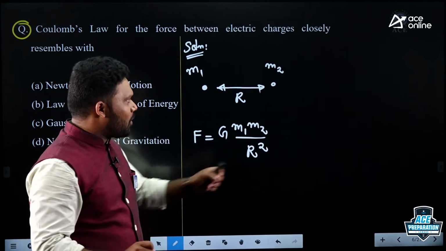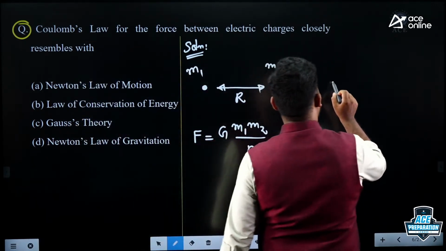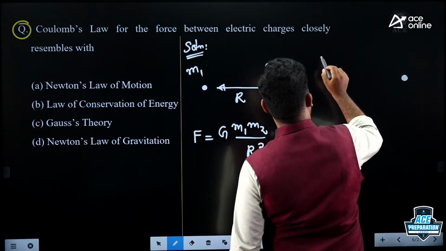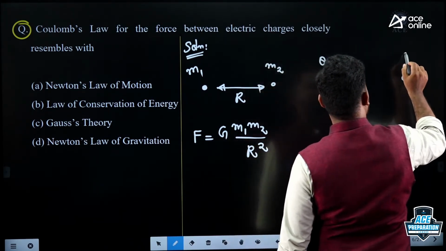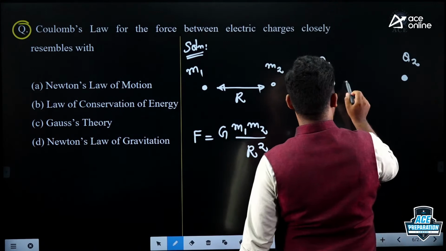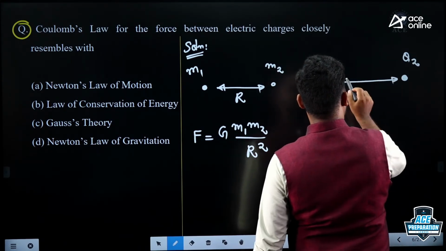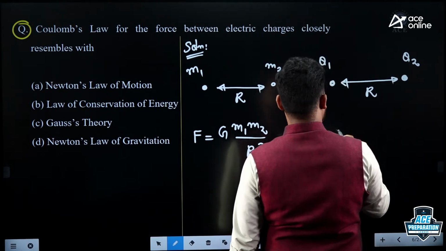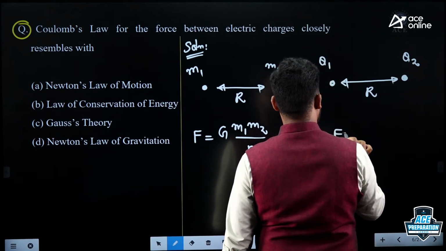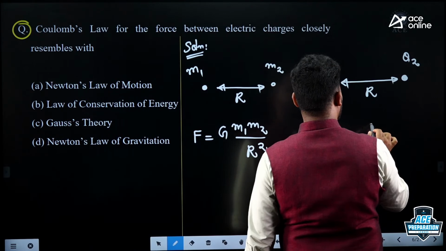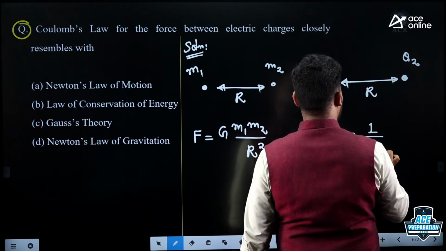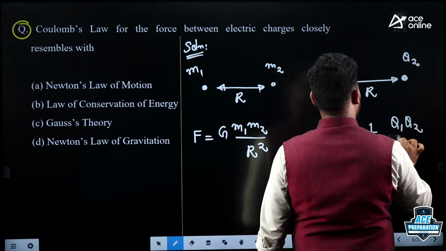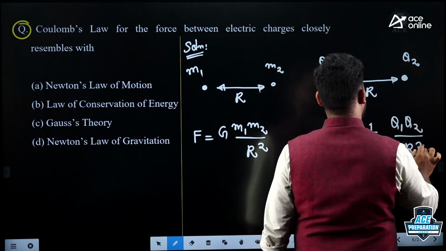Yes or not? Just now what we have seen, suppose you consider two charges, here it is q1, here it is q2, at a distance r. What is the force between these two things? Just now we have seen 1 by 4 pi epsilon into q1 q2 by r square.